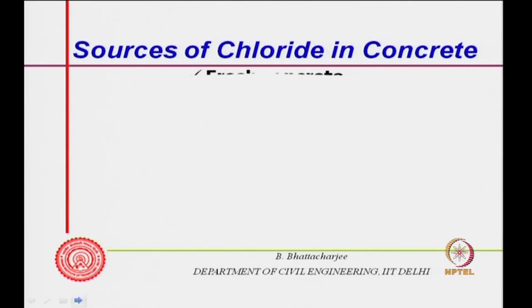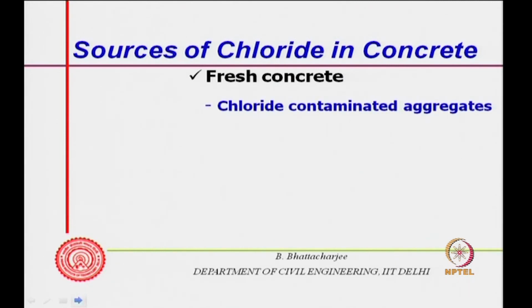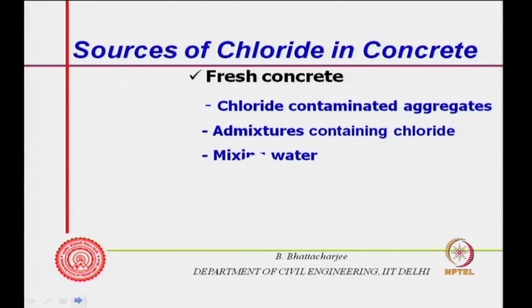Sources of chloride in concrete: if it is fresh concrete, it may come from ingredients, chloride-contaminated aggregates, admixtures containing chloride, which is of course restricted these days, and mixing water, quite often groundwater contaminated with chloride, if it is used in concrete, and that is the case in many of the North Indian scenarios.